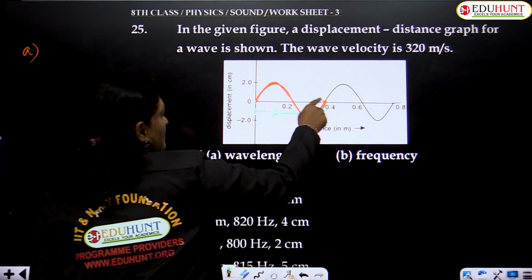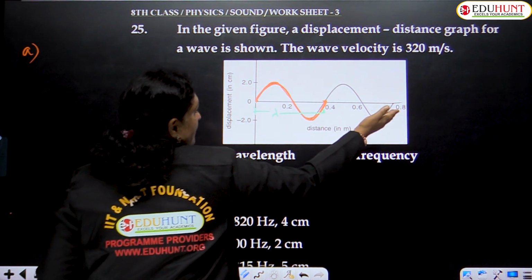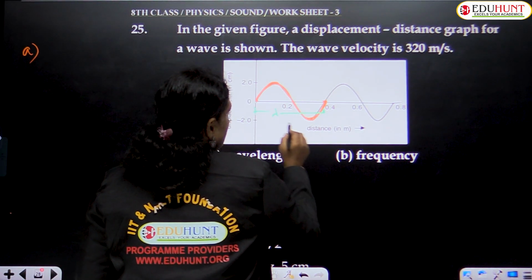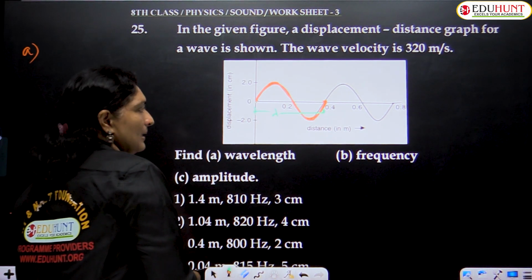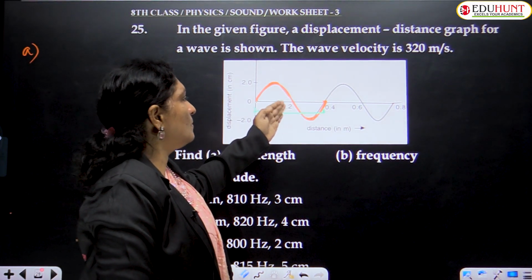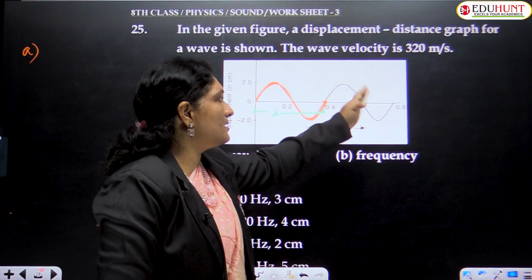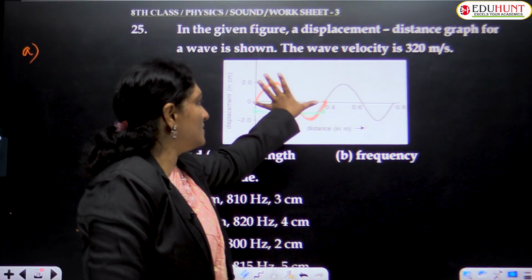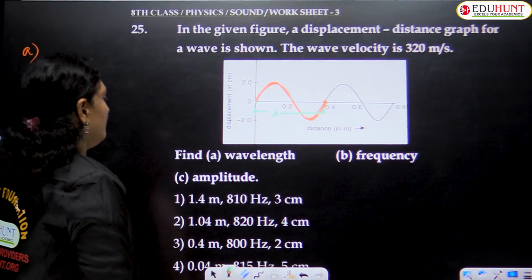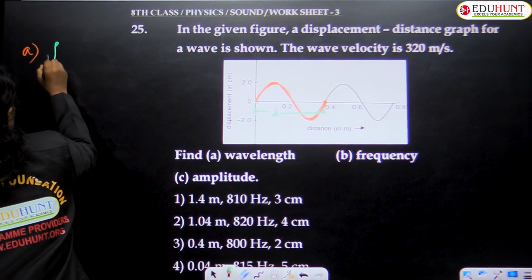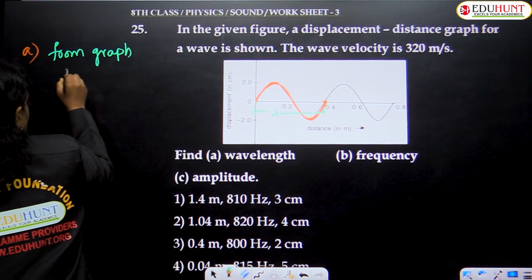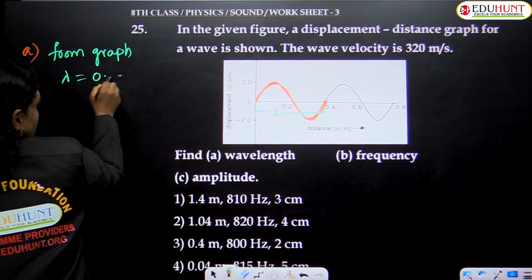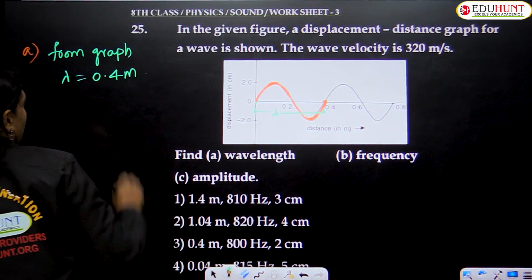So what is this distance, children? The total distance from here to here is given in the graph. From here to here, what is the distance? It is 0.4 meters. From here to here, 0.2 meters, 0.4 meters, 0.6 and so on. So what is the length from here to here? It is 0.4 meter. Directly from the graph, we can say that wavelength lambda is 0.4 meters. Very clear from the graph.